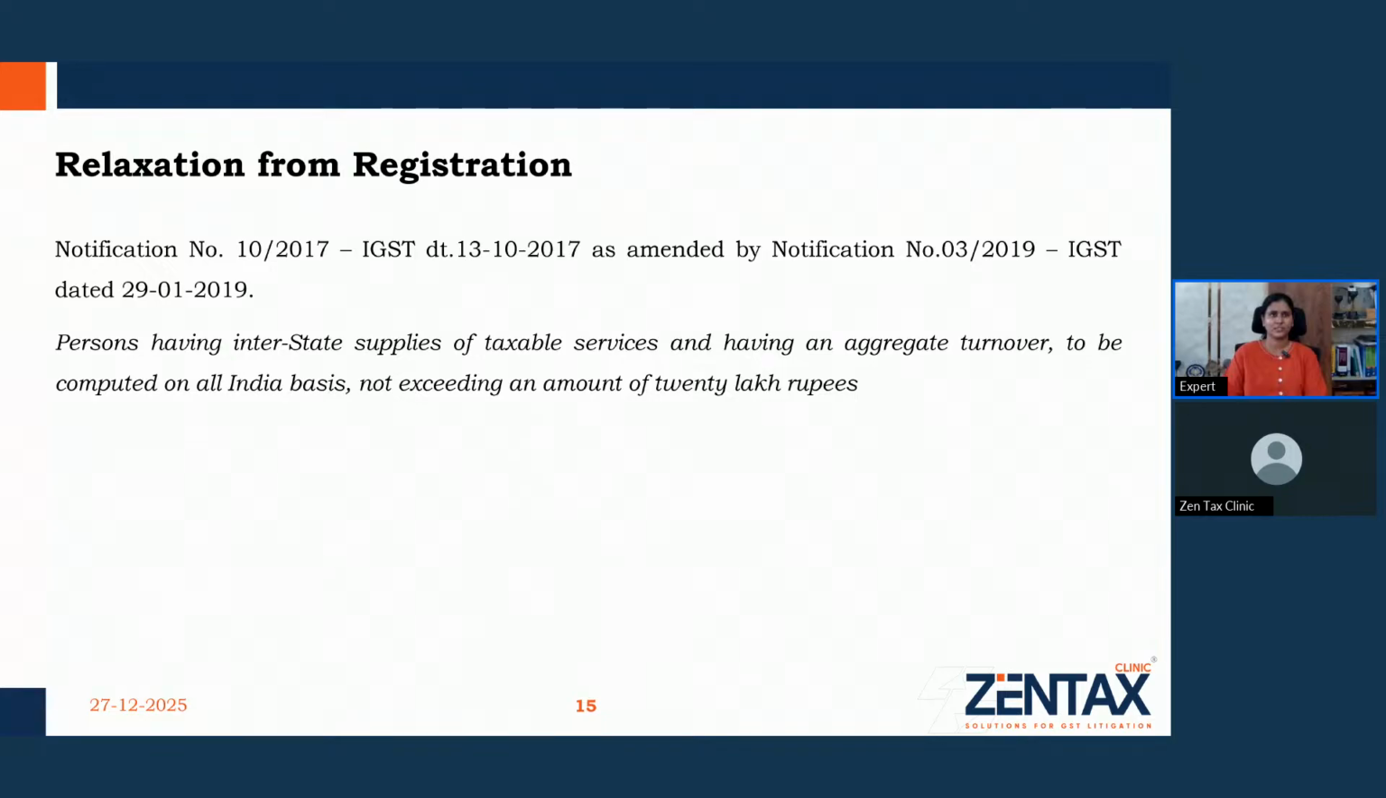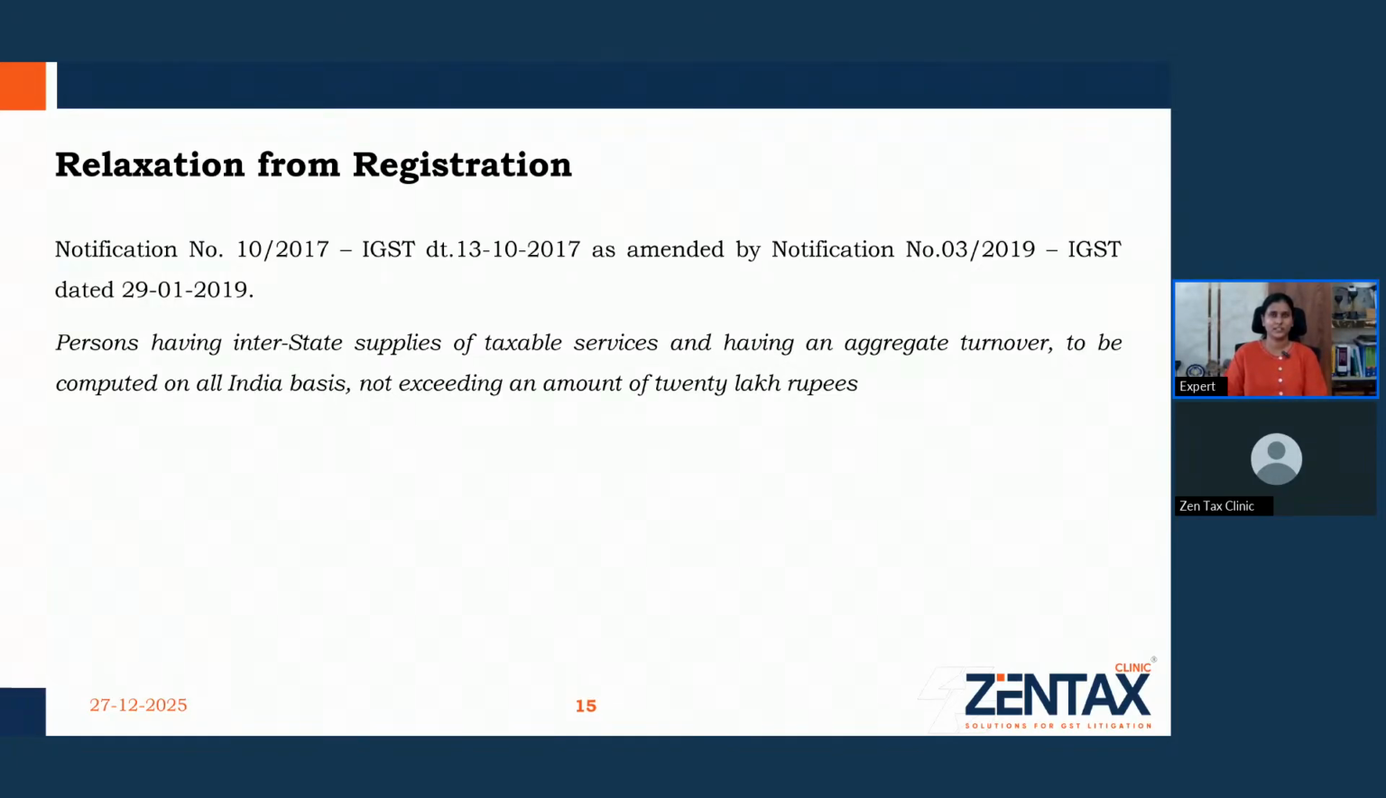There is a relaxation for registration for job workers, and this relaxation is clarified in notification number 3/2019 IGST dated 29/1/2019. In that notification, it is clarified that a person having interstate supply of taxable services and having an aggregate turnover, to be computed on all India basis, not exceeding an amount of 20 lakh rupees.